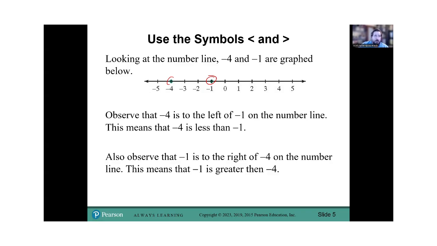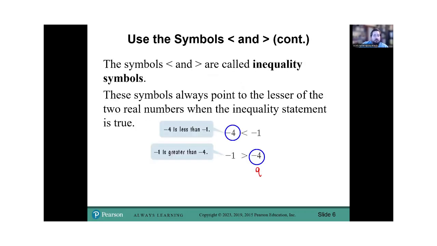Now, rather than writing out is less than and is greater than, we would write in symbols. -4 is less than -1, and -1 is greater than -4. You can think of it as the old allegory of the alligator trying to eat the larger value. It's always going to be open mouth towards the greater number.